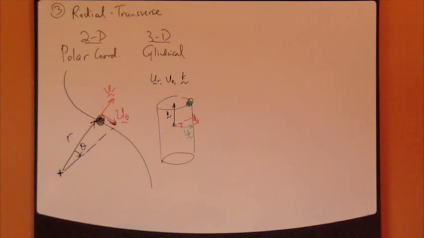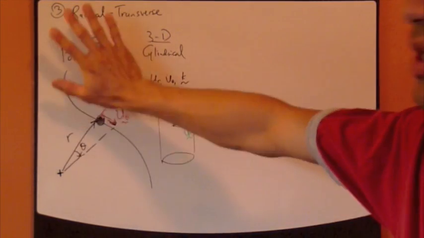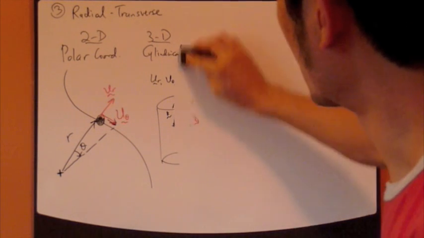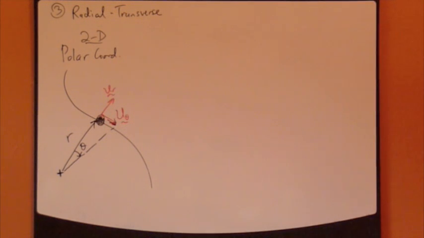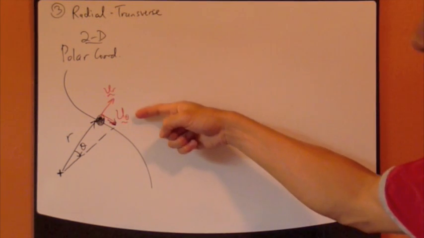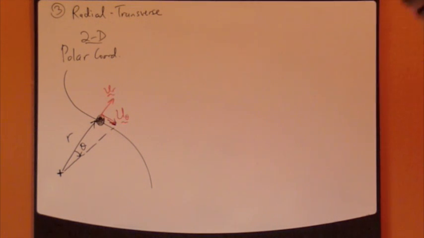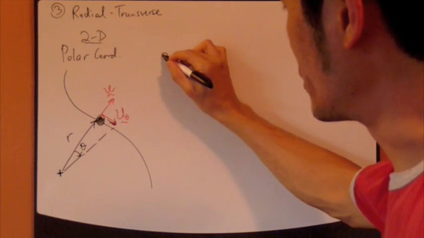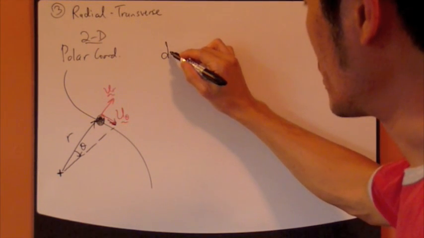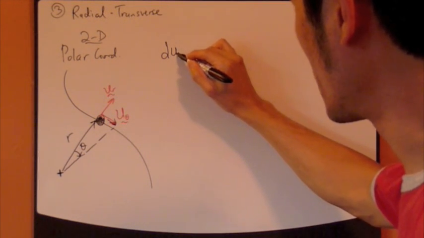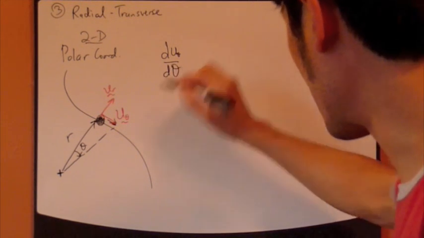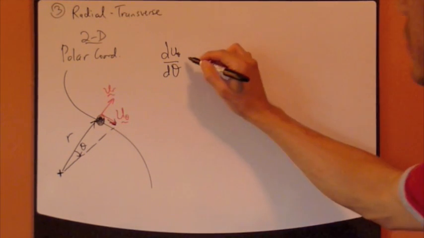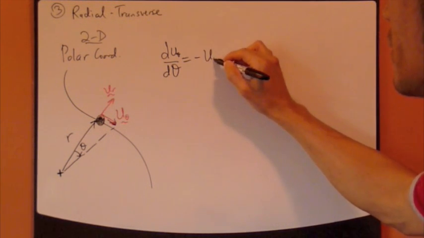Okay, so let's focus on the 2D case, because it's more straightforward. There's a special relationship between U_r and U theta. You can refer to the textbook for the derivation, but here's the result. The derivative of U theta with respect to theta itself turns out to be negative U_r.